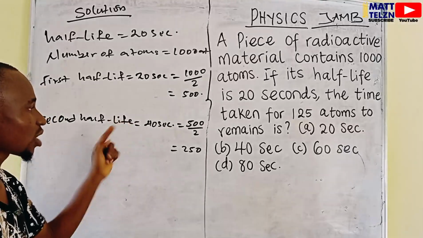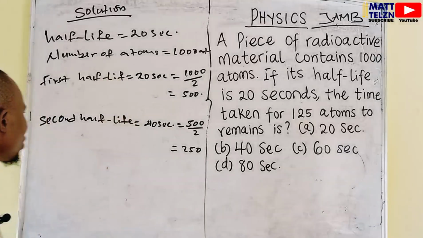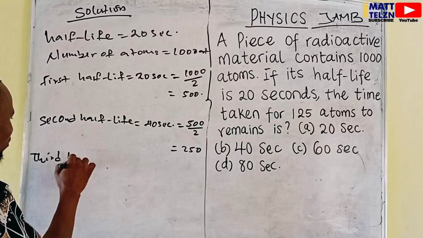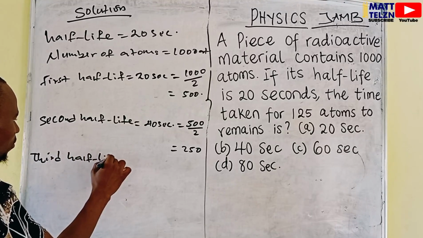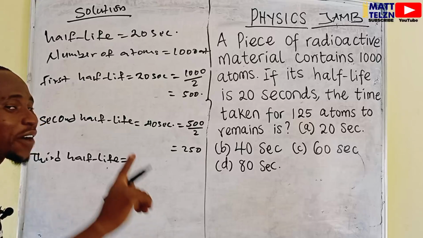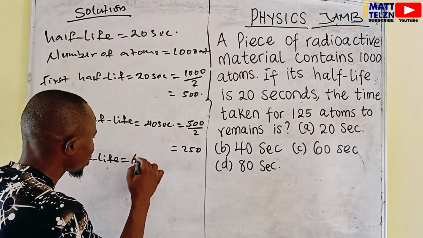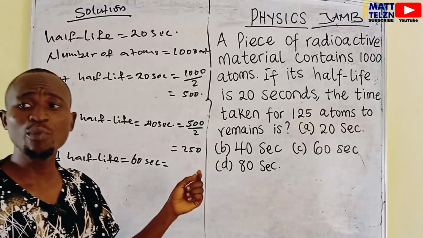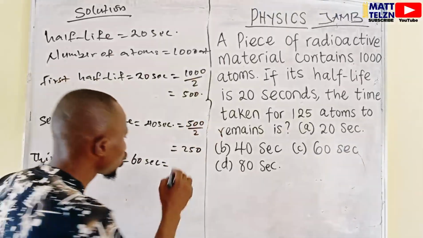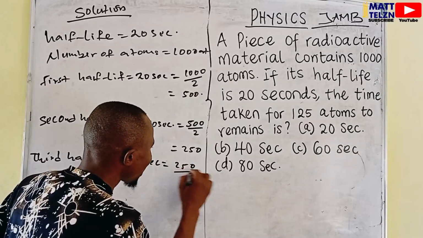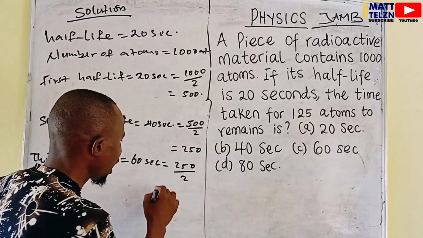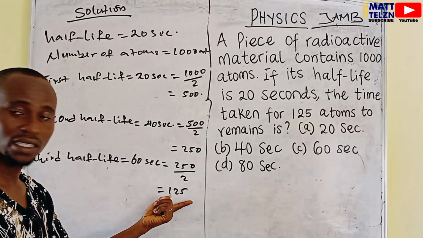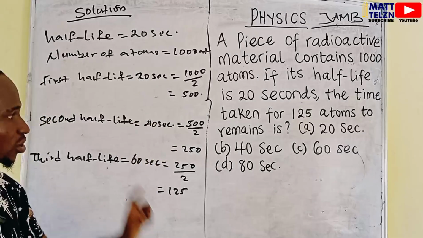The next half-life is the addition of another 20. After how many seconds now? After 60 seconds. So the third half-life is after 60 seconds. The number of atoms remaining is going to be 250 divided by 2, and this will give me 125, right? Good. Now go back to the question.